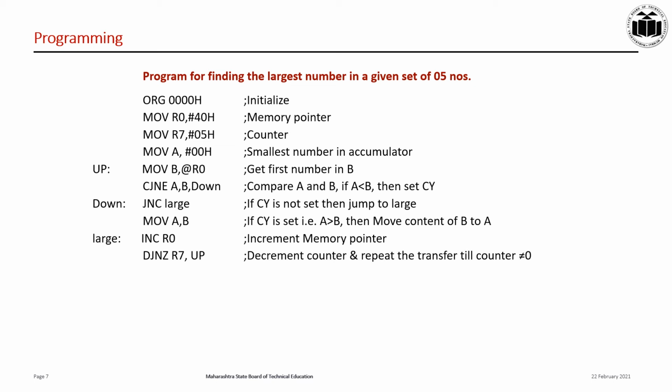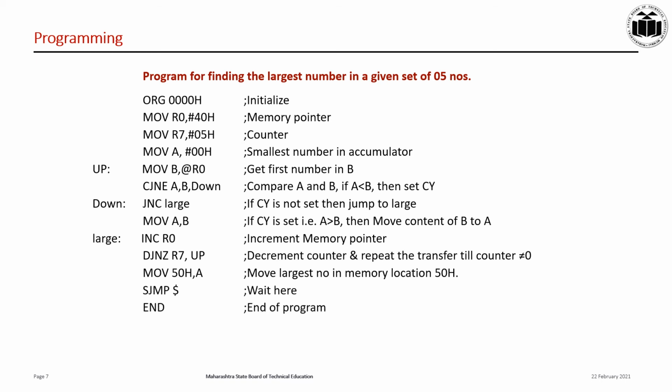We will check for the counter value. If the counter is not equal to 0, then it will jump to label up. Otherwise, it will get out of the loop. After this, we will get the largest number in accumulator. So, we will store the largest number in memory location 50H by using instruction MOV 50H, A. Thus, we will get the largest number in memory location 50H.